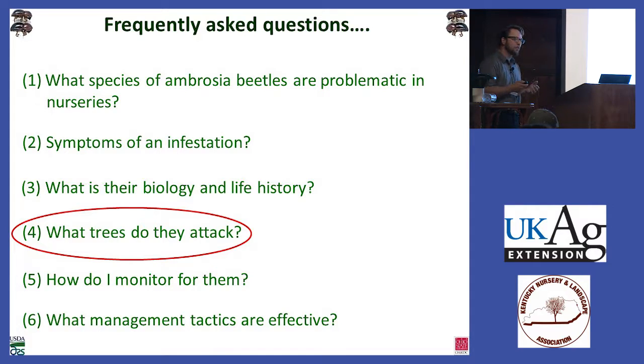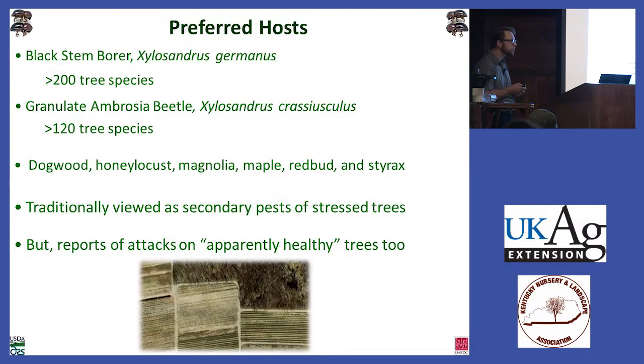So in terms of what trees do they attack? This is one of the reasons why they're so challenging from a management perspective, and that's because they have very wide host ranges. So the black stem borer, Xylosandrus germanus, can attack over 200 species of trees, and the granulate ambrosia beetle can attack over 120 species of trees. Now these are worldwide hosts, but the take-home message is that they have a very broad host range, that it's not a specific tree. And again, that's what makes it challenging.